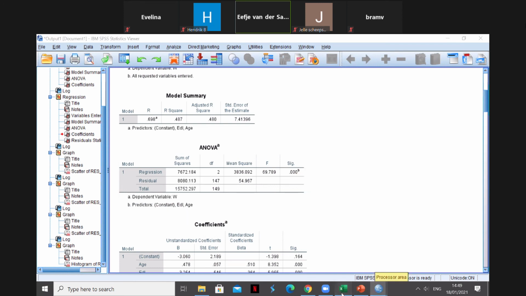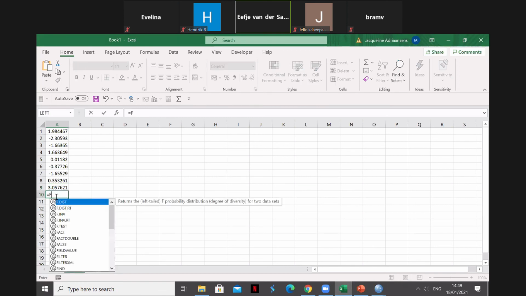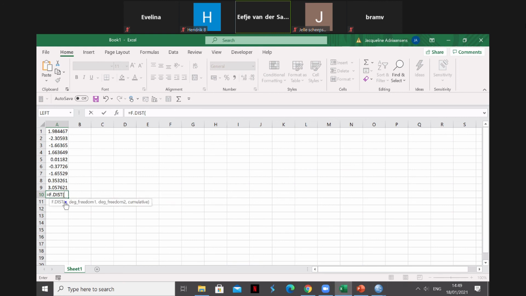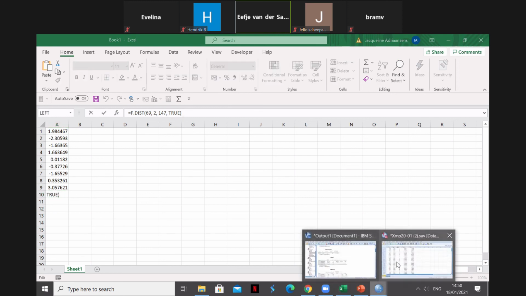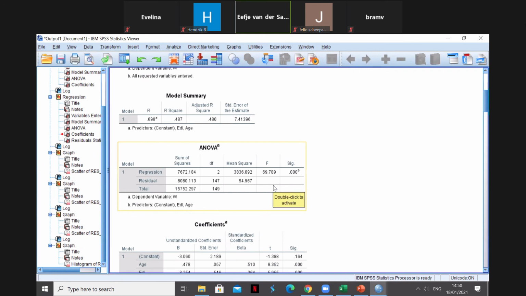You can. I can try it. So you type F.DIST, because that's what you use for p-values. It asks you for the x, which I think was 69 something. Degrees of freedom, which was 2. Second degrees of freedom, 147. And cumulative is true. Now you get 1. Yeah, that's because it's taking the reciprocal, but did I do it right? Yeah, I did do it right. Anyway, you see me doing it wrong, right? I get the wrong answer.